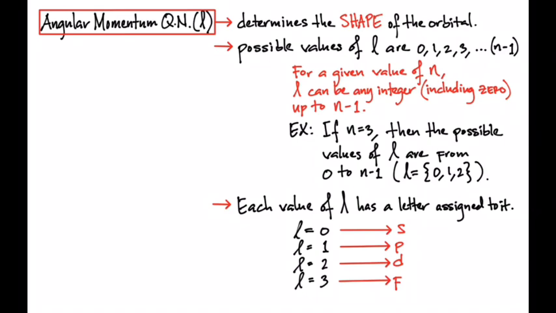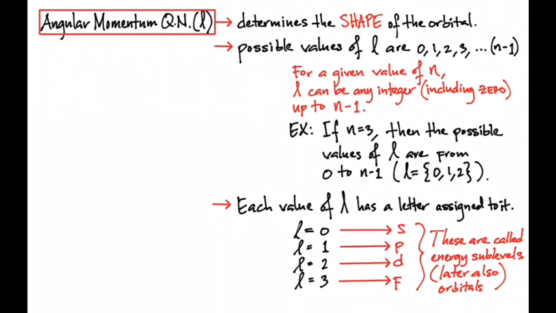So you can think of angular momentum like an energy sublevel. Okay, so it's a level within another level, right? So these are called energy sublevels. And we can talk about sublevels in a little bit more detail later. So within these energy sublevels, what you have are orbitals. And within the orbitals, you have electrons inside them.